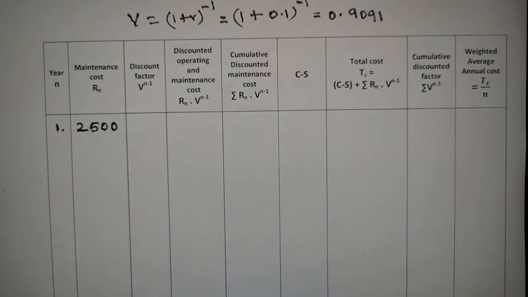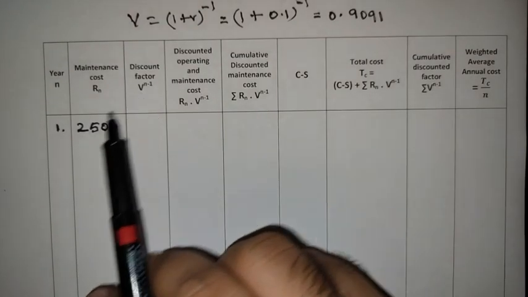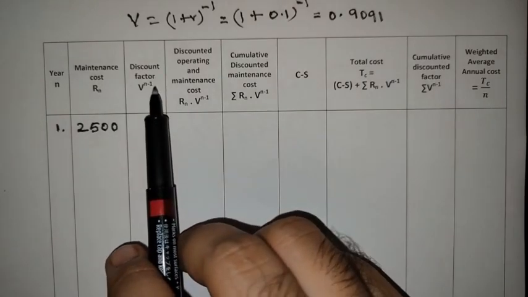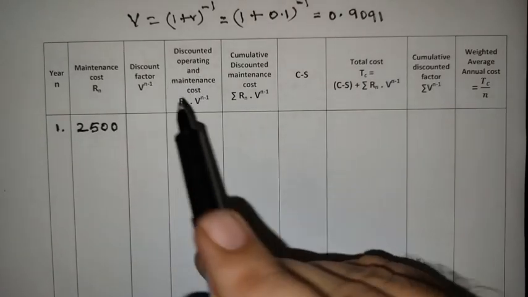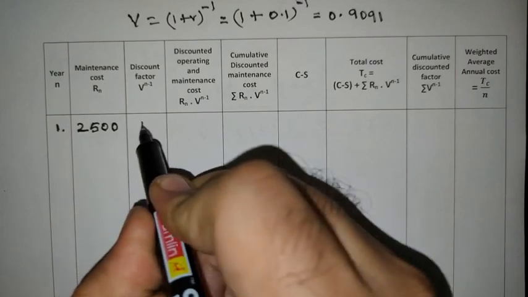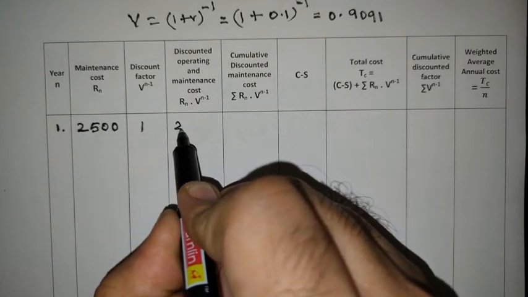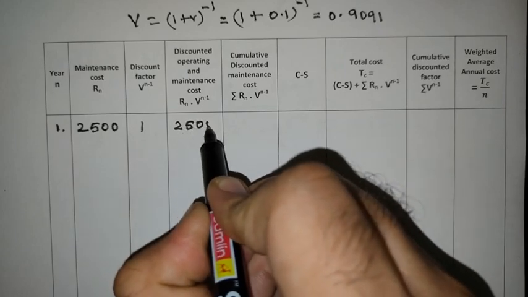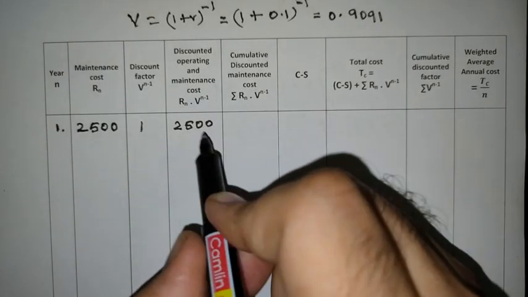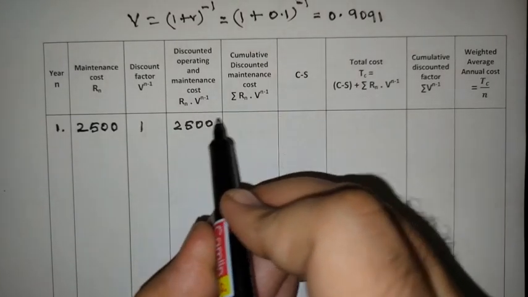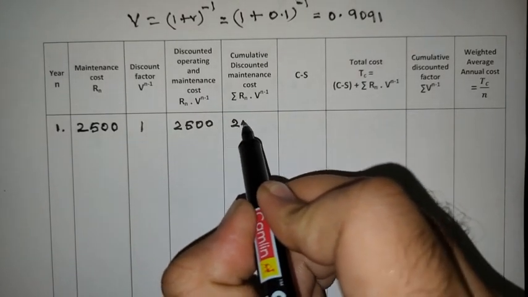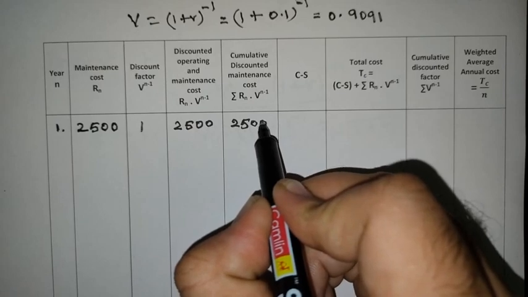So now I am going to calculate this one. V power, now N is equal to 1, so V power 0. Anything power 0 is equal to 1. So now Rn into V power N minus 1, multiply these two, then 2500 we will get. Next, sigma Rn into V power N minus 1. Previously there are no values, so the cumulative value will also be 2500.